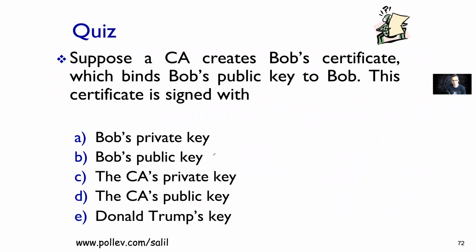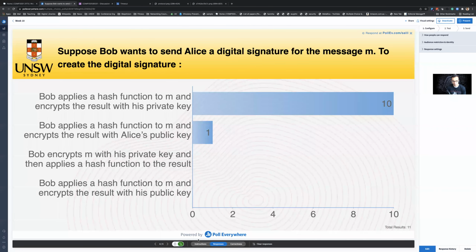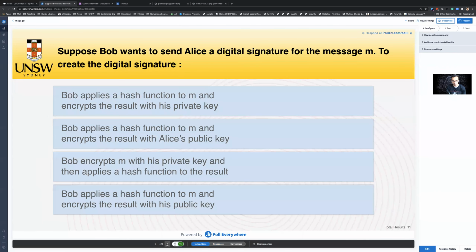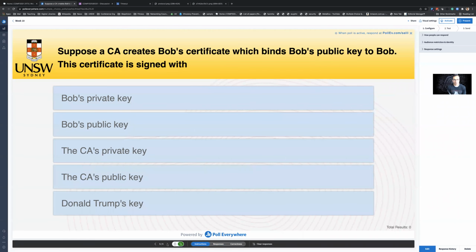Let's now take the next one. So suppose a certificate authority creates Bob's certificate, which binds Bob's public key to Bob. The certificate is signed by which of the following things? Obviously, it's the last answer, right? Obviously, it's not. That's just a joke.